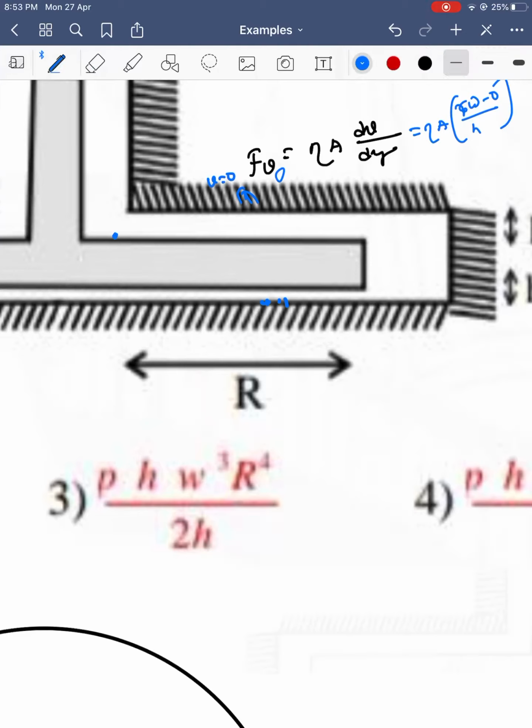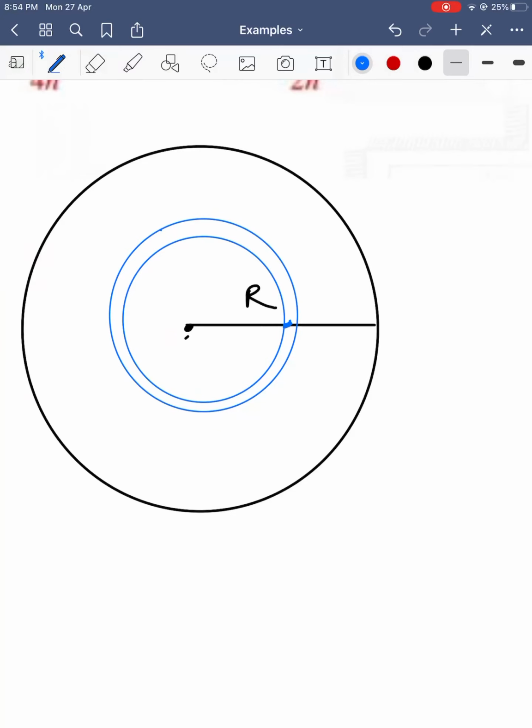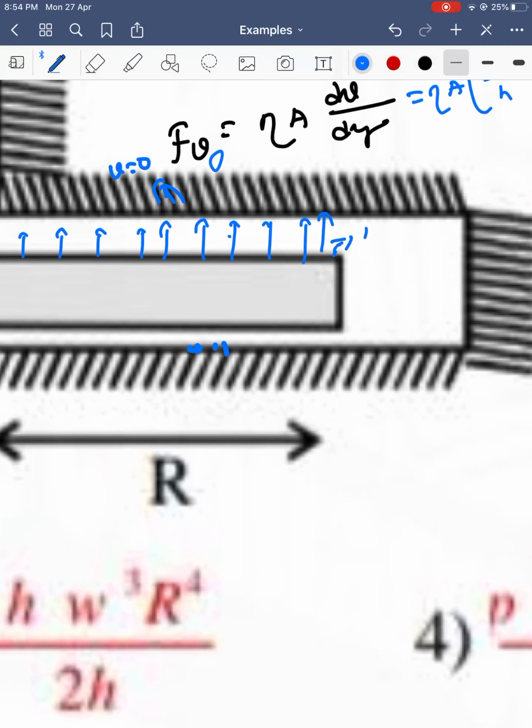At the lowest point, velocity is very small, so viscous force will be less. As it increases, viscous force will be more. If we go to the end, it increases little by little. At the highest point, viscous force will be more. To get the average viscous force, what am I supposed to do? I am supposed to do integration. To do integration, I should consider a small area. Now this is the viscous force on the top. These are the viscous forces on the top. Similarly, there are viscous forces on the bottom also.